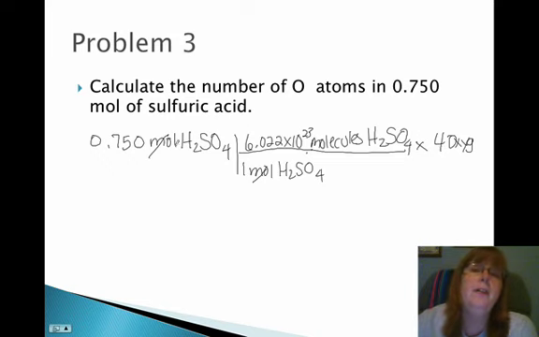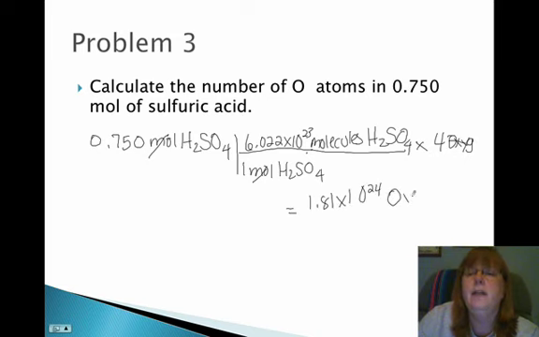So we converted the moles to molecules by multiplying by Avogadro's number. Now you have molecules of sulfuric acid, but to talk about the oxygen atoms, you just multiply by 4. Okay, so when you do all of that, what you come up with is 1.81 times 10 to the 24th oxygen atoms.